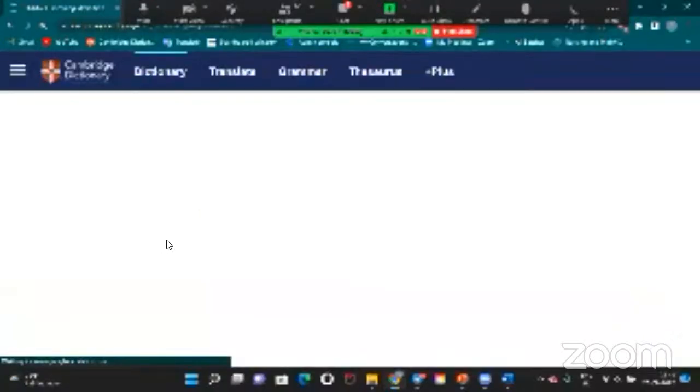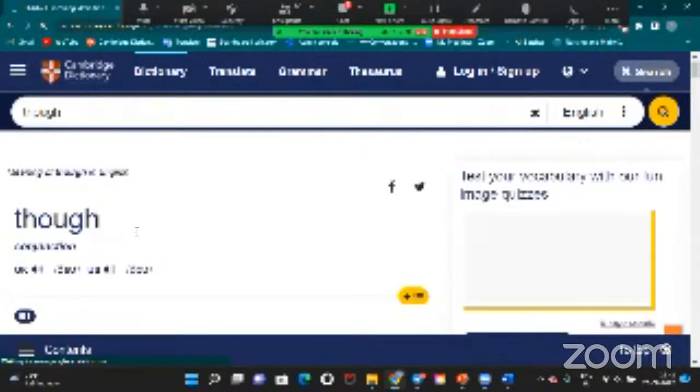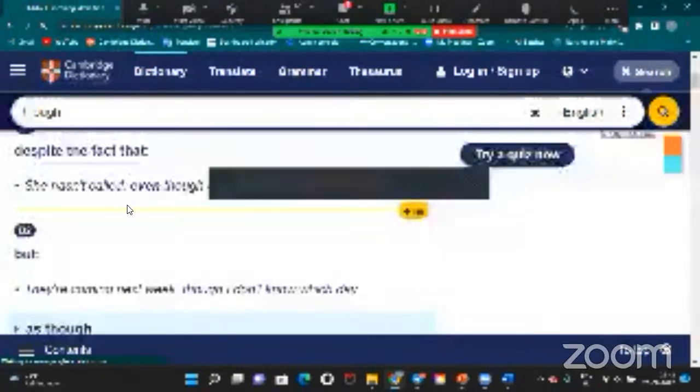Though means despite the fact that. It's B1 vocabulary. Okay. It means despite the fact that. Means in spite of. Though means in spite of. In spite of means despite. Everything is same. Okay. As though is also there. Many different styles will be there. Okay. Though.